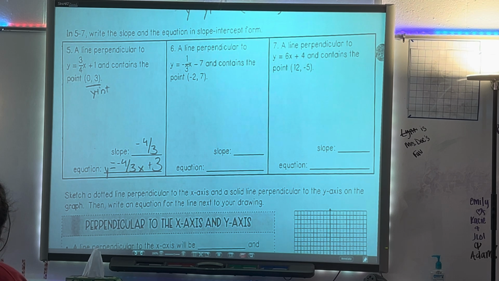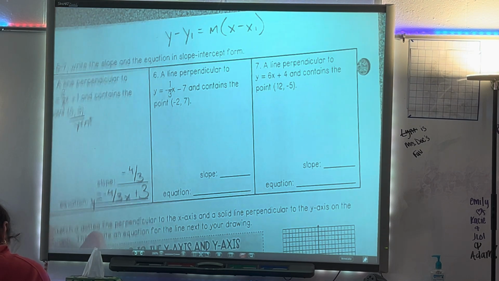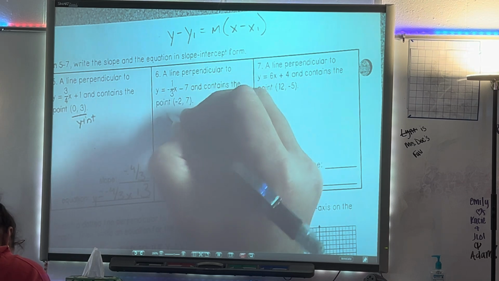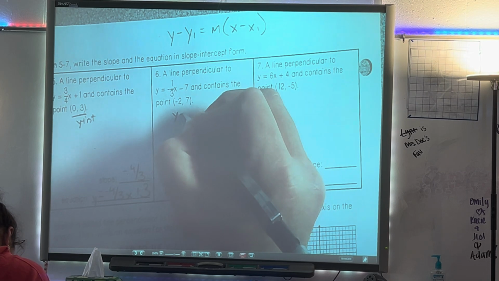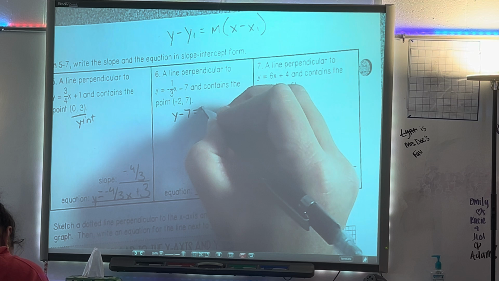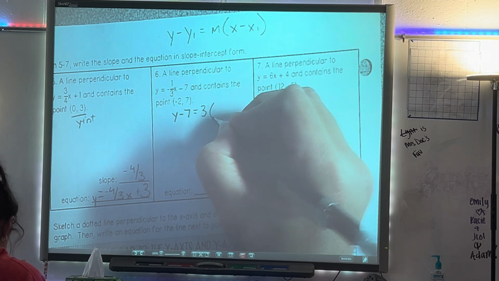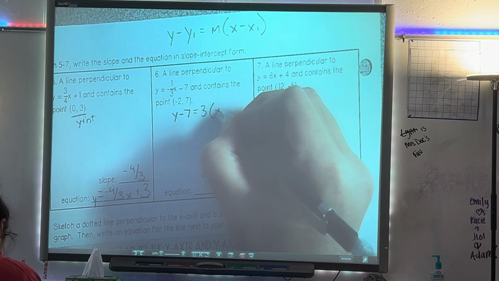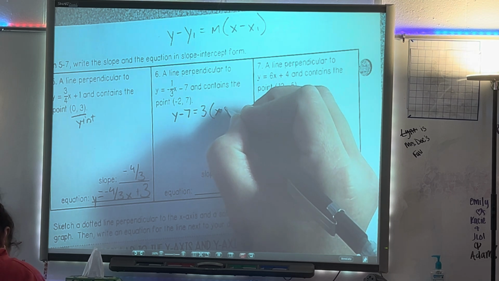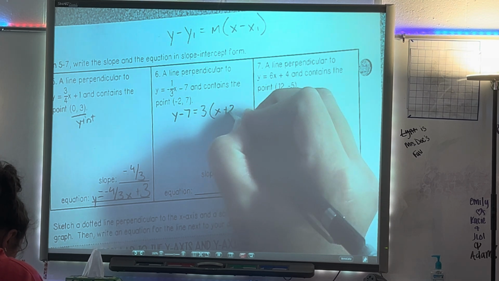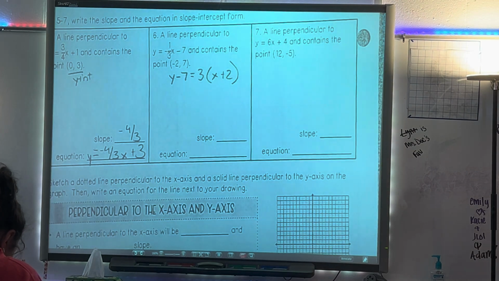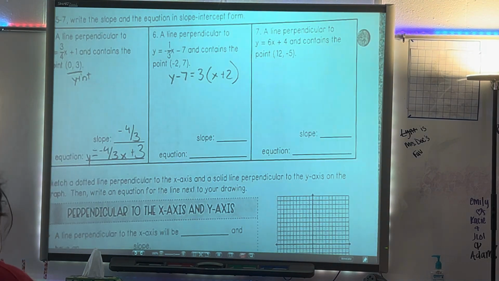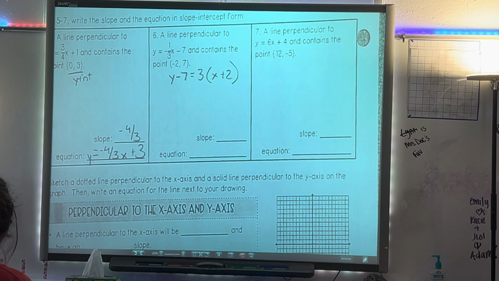Alright, so this one, they gave me the equation y = -1/3 x minus 7, and it has the point (-2, 7). So do I get to go straight to it this time? No. I'm going to have to use point slope. Christian's going to read it out to me. What you got? y minus 7 equals 3 over 1, not x, parentheses, x plus 2. Very good. When I flip that over, if it's over 1, I'm just going to drop the 1 because it's unnecessary to write it.